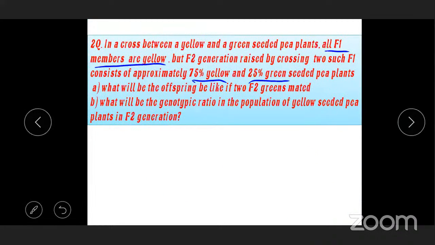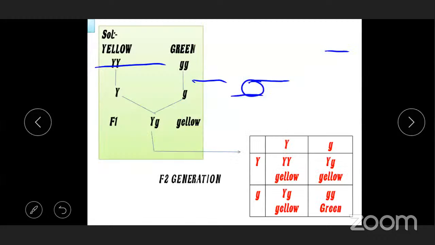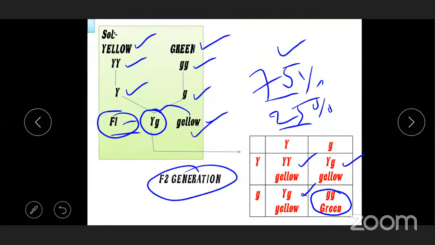Based on this sentence, he gave two questions. What will the offsprings be like if two F2 greens are mated? Especially, he mentioned two F2 greens, so concentrate on this point. In the F2 generation, how many greens are there? Only one green is there. What happens if two greens are mated?